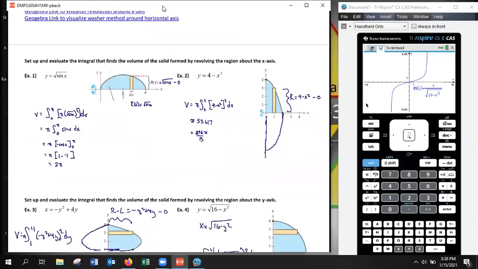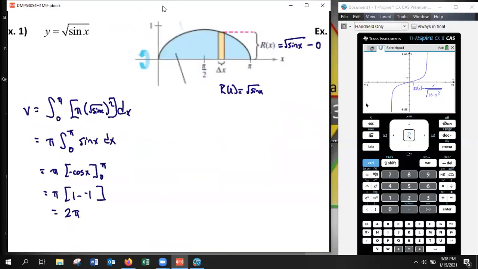So let's take y equals the square root of sine x. What I like to do is draw on that representative rectangle. That representative rectangle could be shifted anywhere along this curve. It would still always be the function height minus 0 in this case. So my radius is square root of sine x minus 0, which simplifies to that expression. Life is good. And then we will take our volume from 0 to pi.